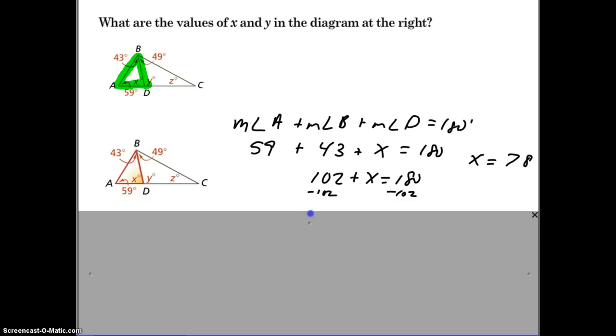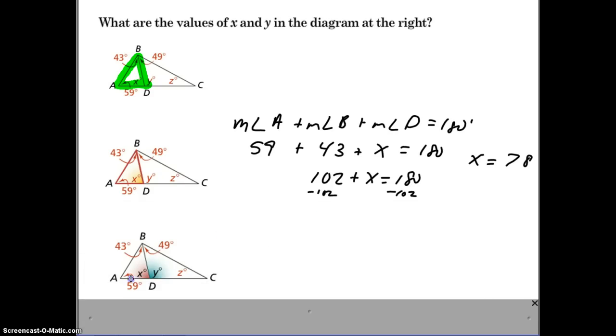All right. Now that I know x is 78 degrees, how could I find y? Because I don't have this whole triangle. You see how with this triangle I've got angle B, but I have a variable for angle C and a variable for angle D. So I can't use that these three angles add up to 180. I have to instead use my linear pair. Right here I have a linear pair. So I know angle x and angle y have to add up to 180.